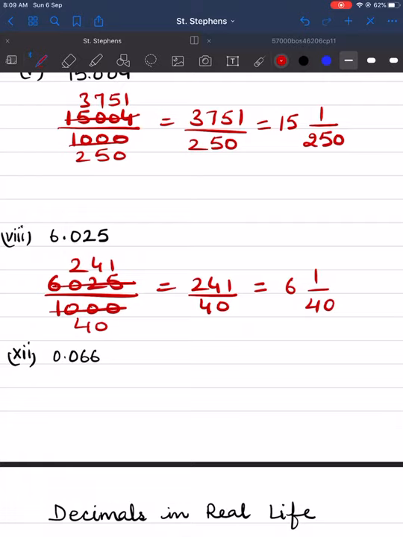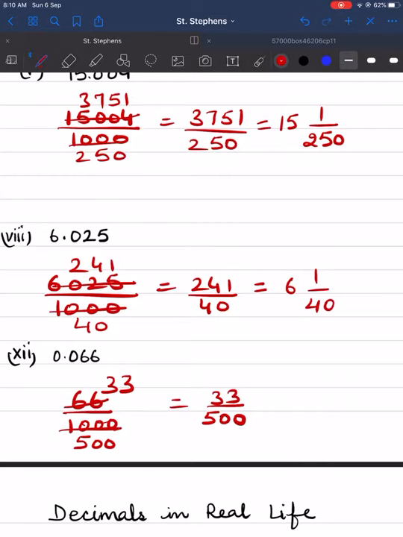Now 12th part is 0.066. Now here children numerator is 66. And there are three decimal places in the number, so we write 1000 in the denominator. Now here 2 is the common factor, so let's cancel out. So we get here 33 and here we get 500. So it is 33 on 500.